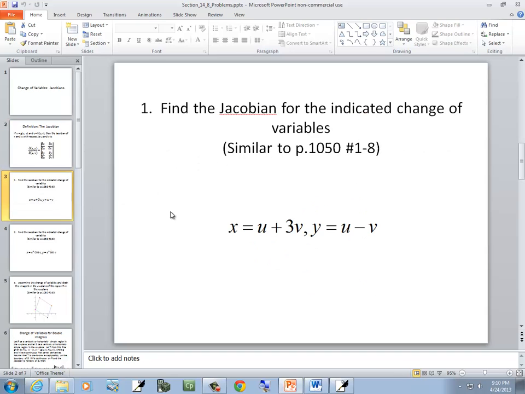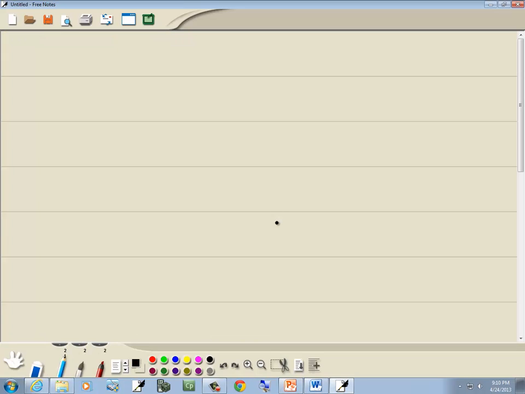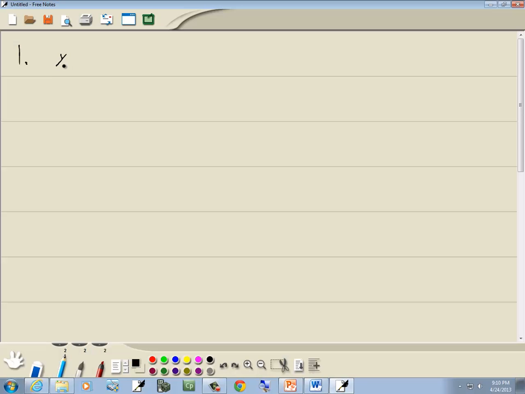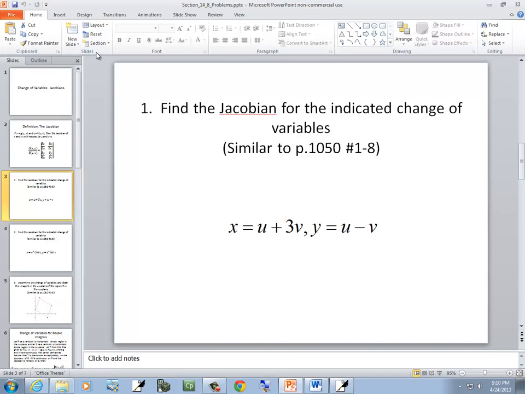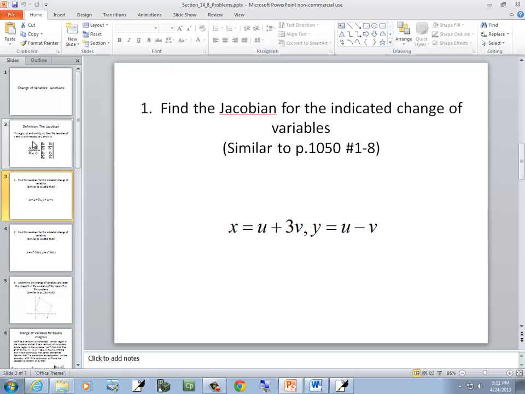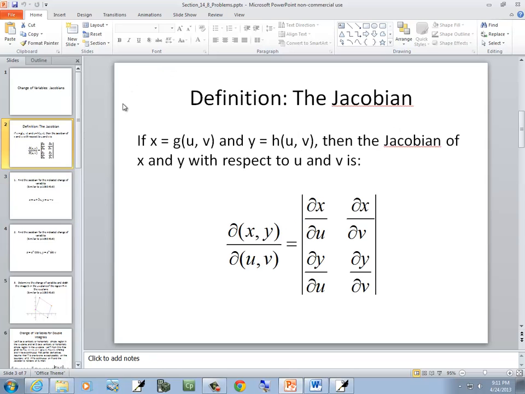Now let's see this with a problem. Okay, we got x is equal to u plus 3v, and y is equal to u minus v. The instructions say find a Jacobian for the indicated change of variables. You remember in Calc 1 where you had the u substitution? Well, this is a u, v substitution, and this is just part of it.